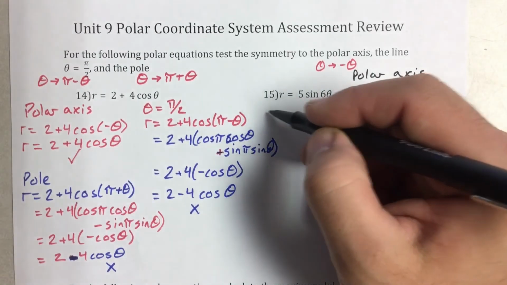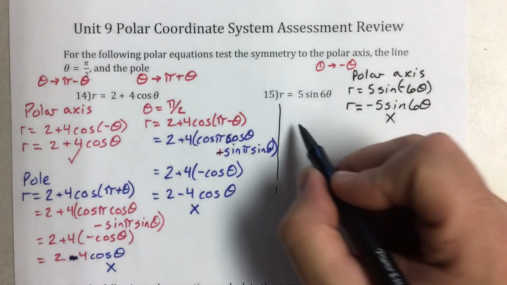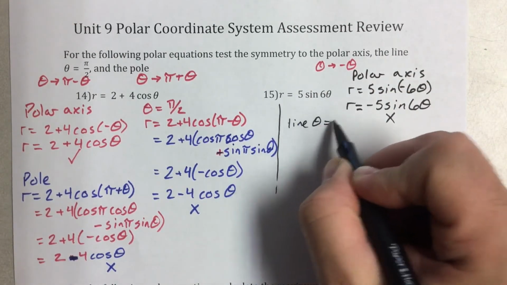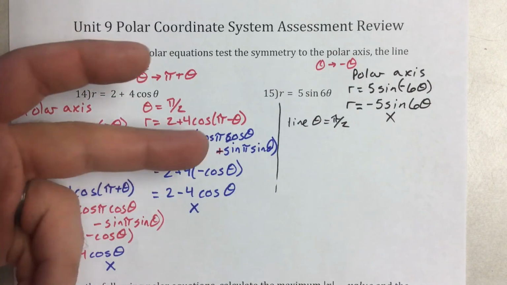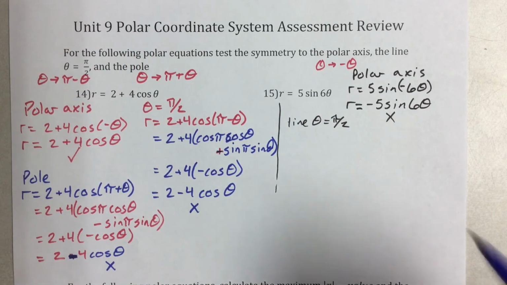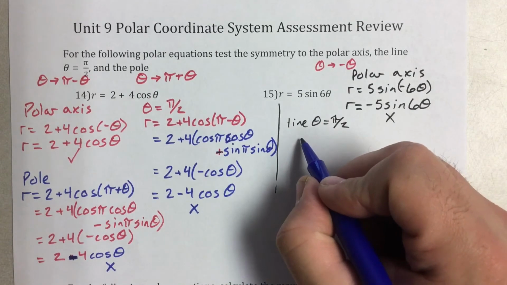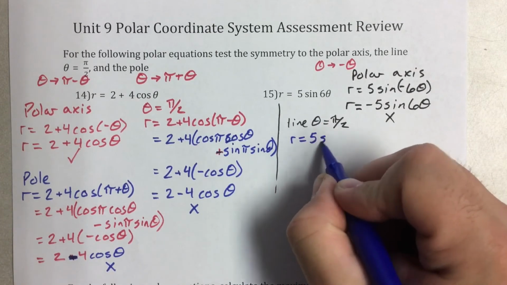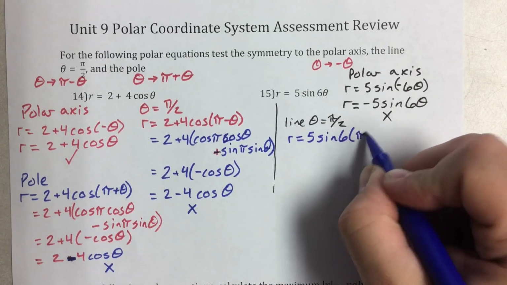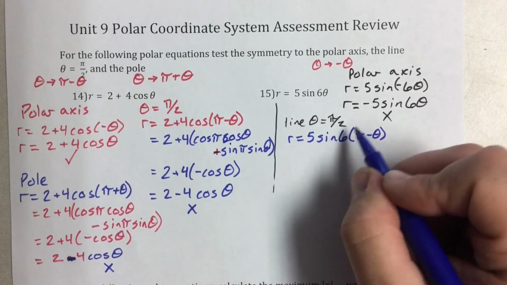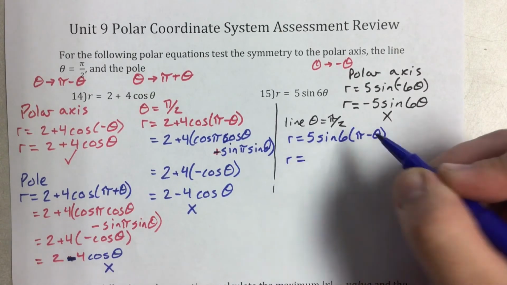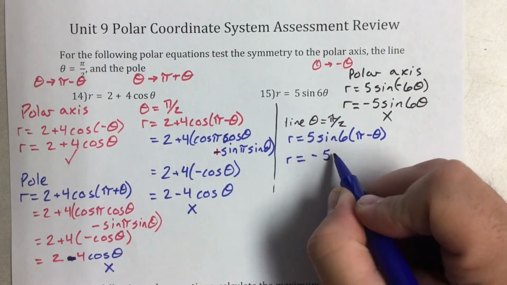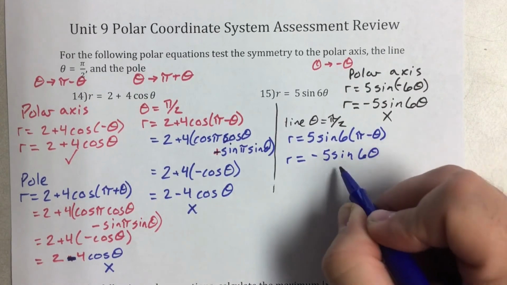So now let's look at the line pi over 2. With this, I'm going to skip some steps here. I'm going to skip the sum difference identity for these. You can pause and try it out yourself. So we get r equals 5 sine of 6 times pi minus theta, which will turn to 6 pi minus 6 theta. And when you apply the difference identity for sine, you get -5 sine of 6 theta, which is not equivalent.